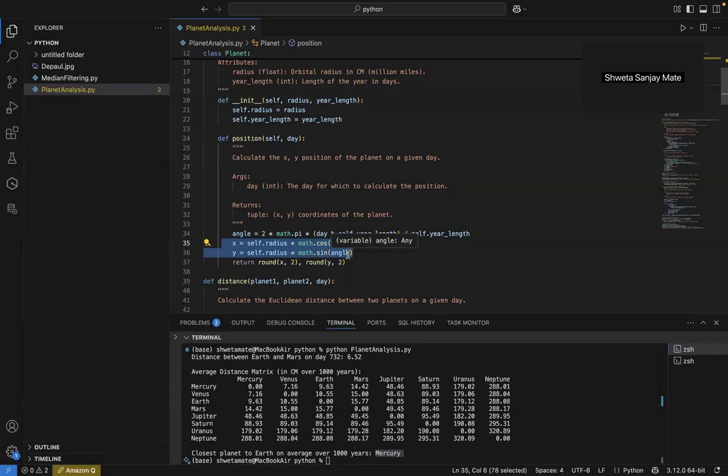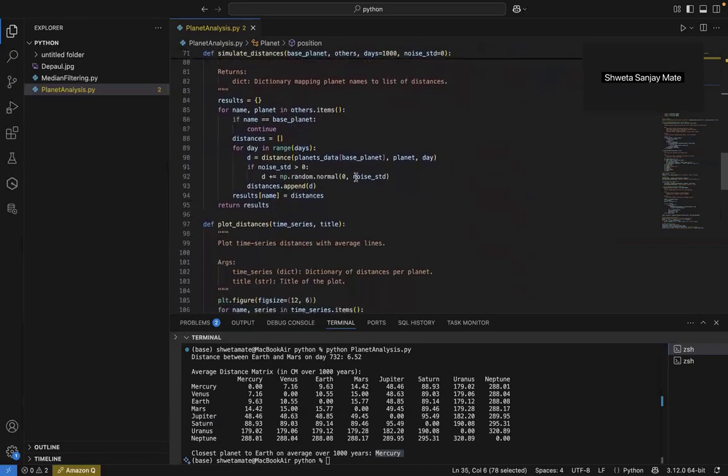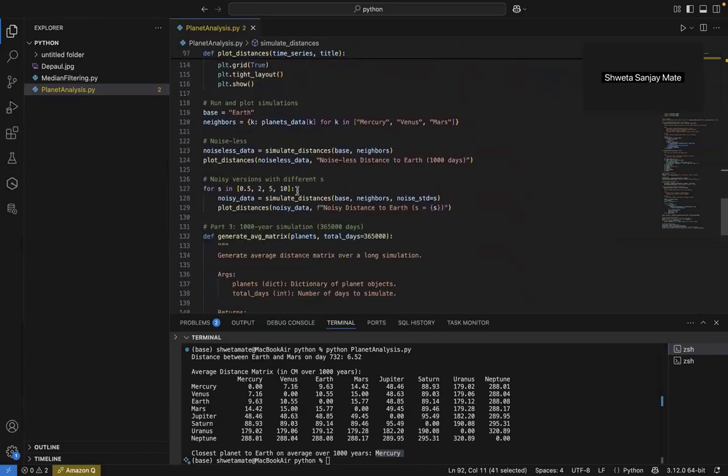Then I added Gaussian noise using numpy's np.random.normal function that is written over here. This is the code with different standard deviations, that is s equal to 0.5, 2, 5, and 10. The different noisy versions are written over here. The average distances were plotted as horizontal dashed lines.